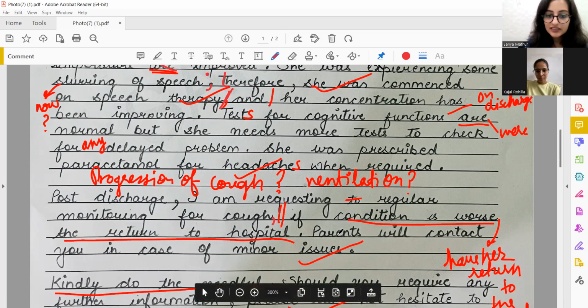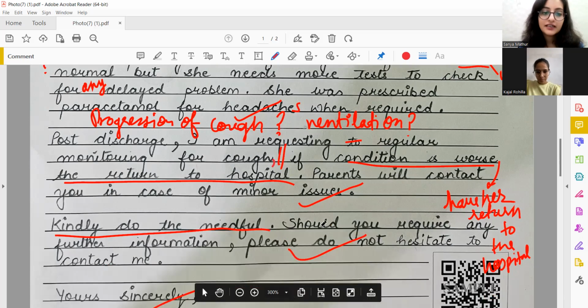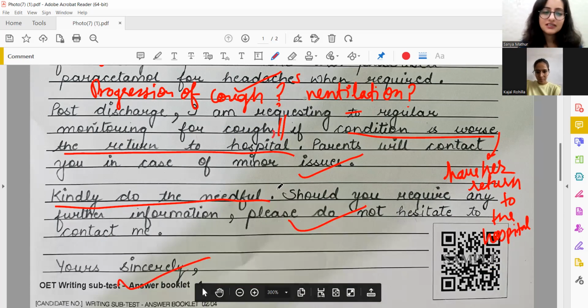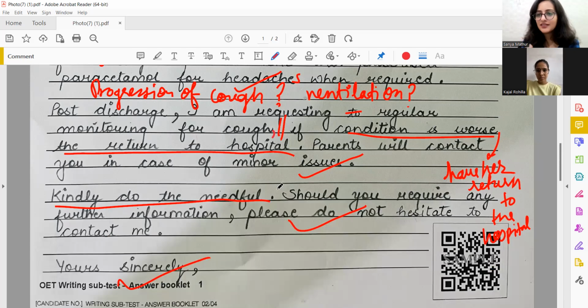Parents will contact you in case of minor issues. Yes, that's right. Kindly do the needful. I would consider this statement is not really adding anything. So OET always says that we should keep our requests very clear and concise. We should even keep the letter very clear and concise. So you could directly end by writing, should you require any further information, please do not hesitate to contact me.